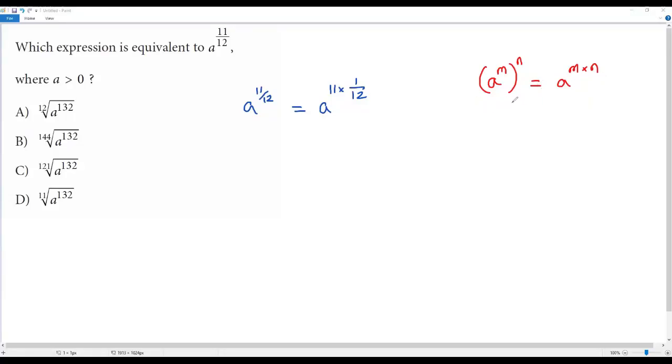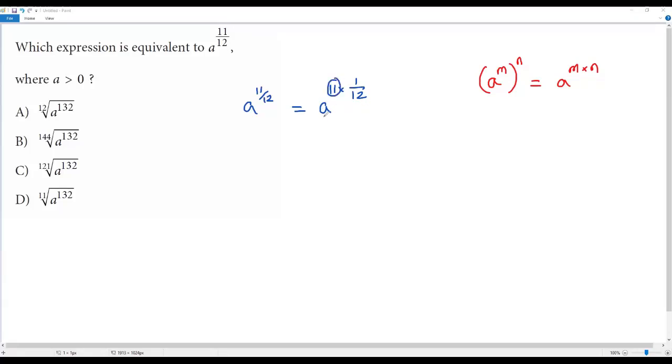We can also use this power of a power rule in reverse order. Whenever two values are multiplied in the exponent, we can take one of the values as the exponent for the base a, giving a to the mth power, and the second value as the exponent for the complete expression. So I'm going to use the power of a power rule in reverse order. Here we have two values multiplied, 11 and 1 over 12. So we can take one of the values.